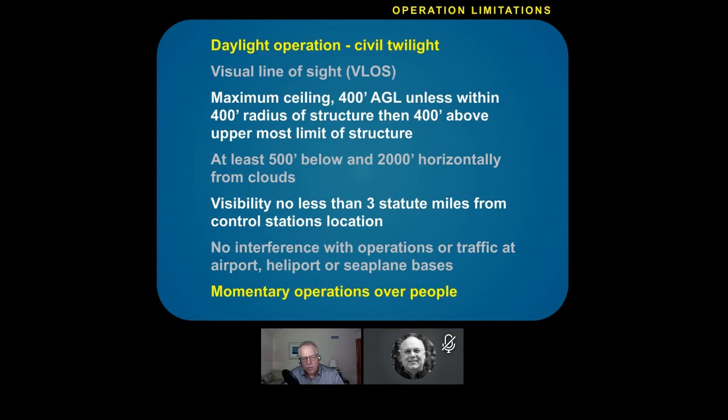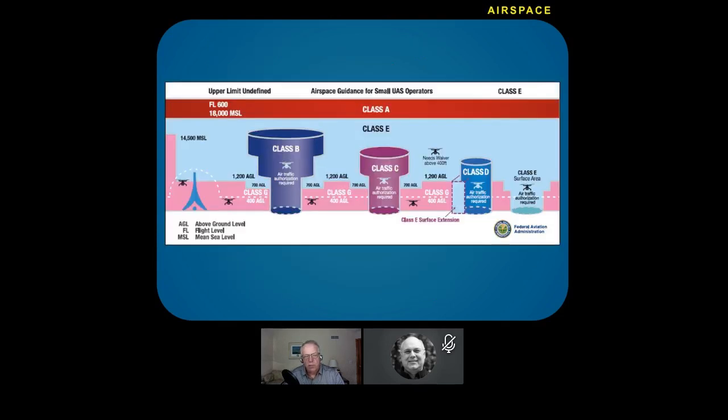You're familiar with the 400-foot AGL limit, except when you're inspecting towers, because we have a limit within a 400-foot radius of that structure to go up to the height of the tower plus 400 feet more. And do that unless we're penetrating class airspace, in which case we need a COA to do so. We don't want to interfere with any operations at any airport, and we've already talked about the momentary operations over people.